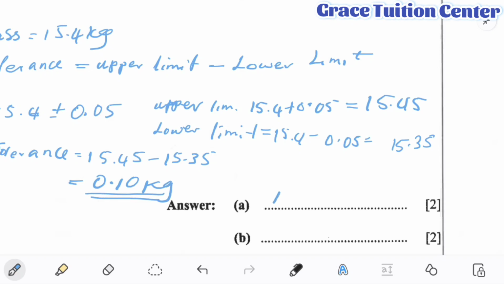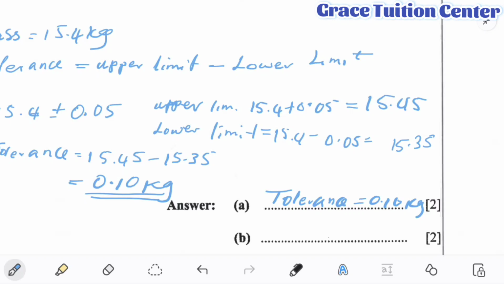So I can come here and say tolerance is equal to 0.10 kg. That is our tolerance. So to find the tolerance, all we need is to work out our upper limit and our lower limit.